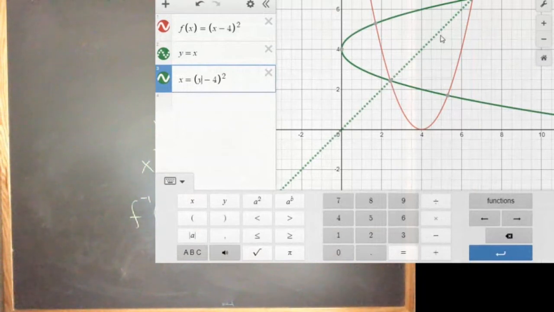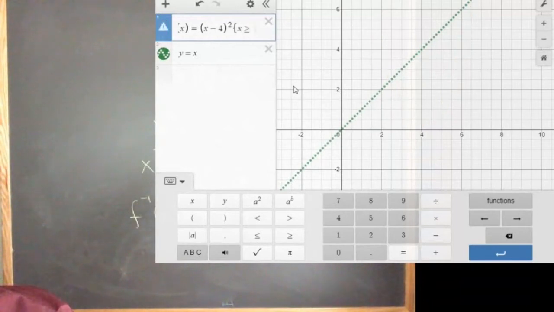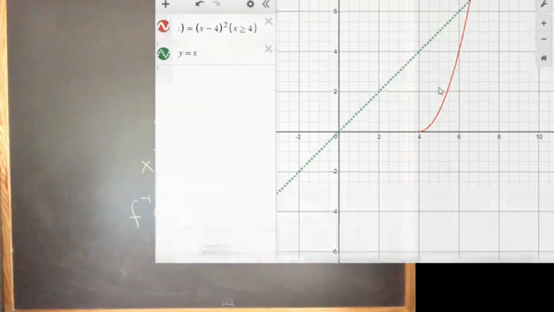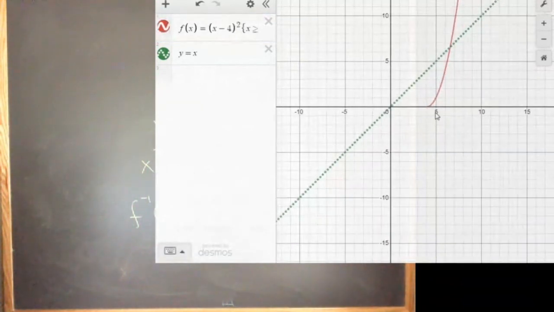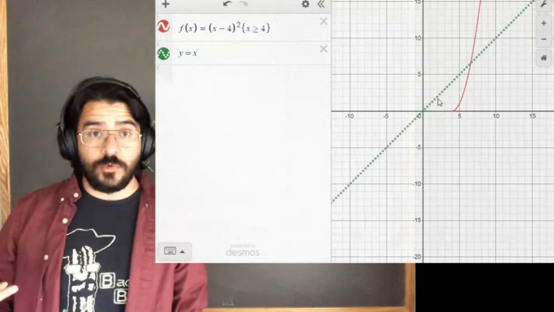We get a relation that does reflect across this line, but you'll notice it doesn't pass the vertical line test. So we can't just simply do this. We have to think about a restriction to our domain. And here in Desmos, you can add a restriction to your domain by adding curly brackets and writing down the restriction. So here, this is going to be x is greater than or equal to 4. Now you'll see that it only graphs the region where x has a value greater than 4. And if you look at this function over here, indeed it is one-to-one. So this is one potential restriction of our function that gives us a one-to-one function.